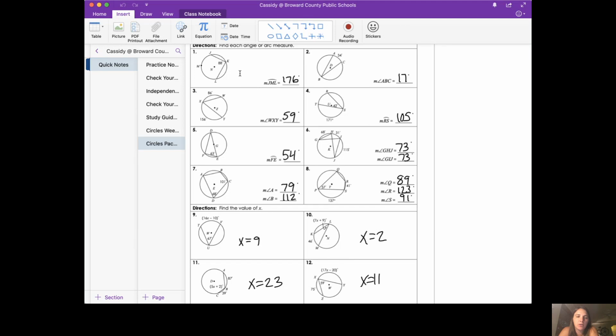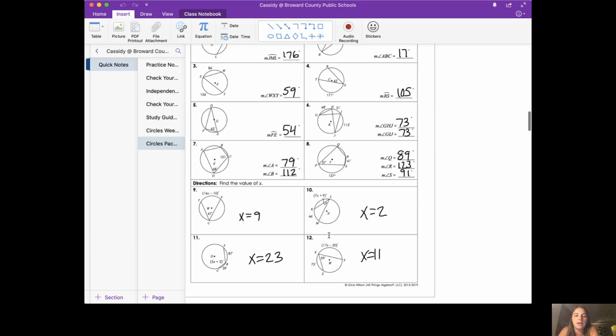I'll read them off really quick. Number 1 was 176. Number 2 was 17 degrees. Number 3 was 59 degrees. Number 4 was 105 degrees. Number 5 was 54 degrees. Number 6 was 73 degrees and 73 degrees. Number 7 was 79 degrees and 112 degrees. Number 8 was 89 degrees and 123 degrees and 91 degrees.